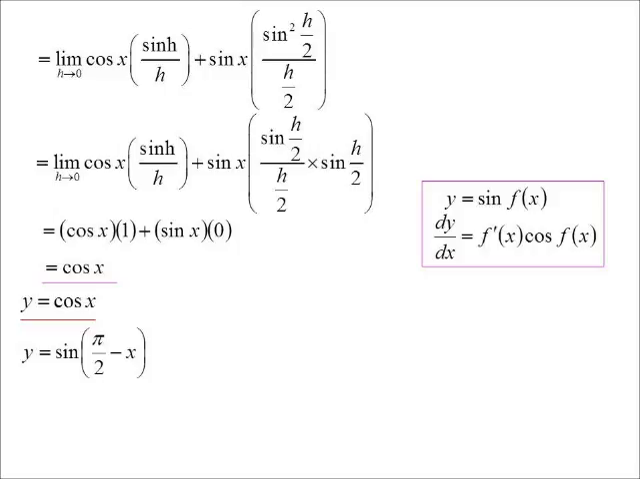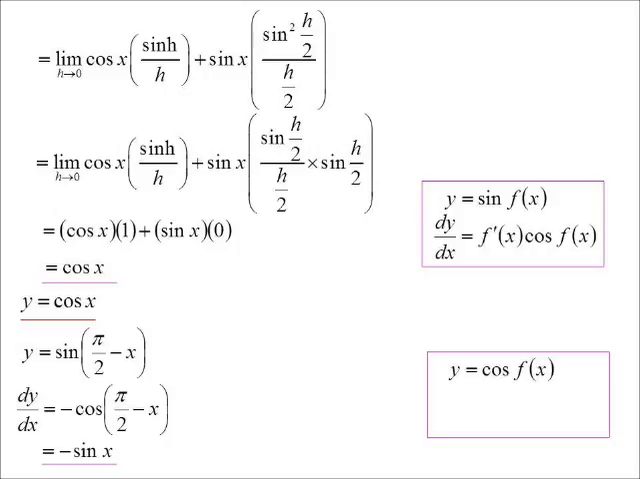Differentiate the angle, I get minus 1. The sine changes to cos, and the angle doesn't change. But the cosine of pi on 2 minus x is sine x. So to generalise that one, if I've got the cosine of some function, differentiate the function, that'll go out the front, but the cos will go to minus sine. And again, the angle does not change.